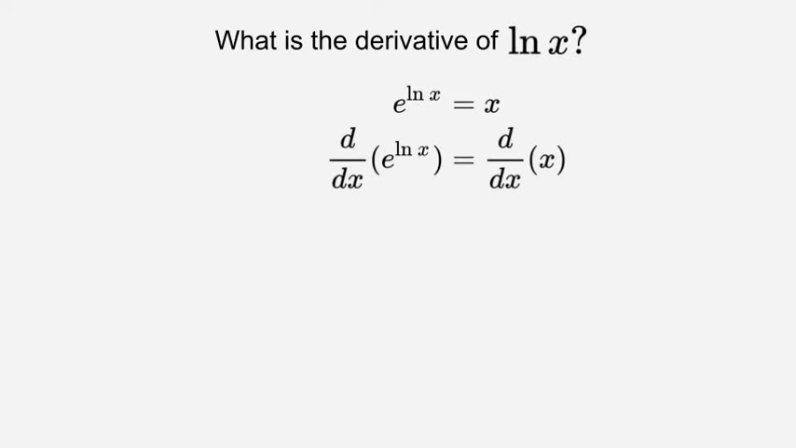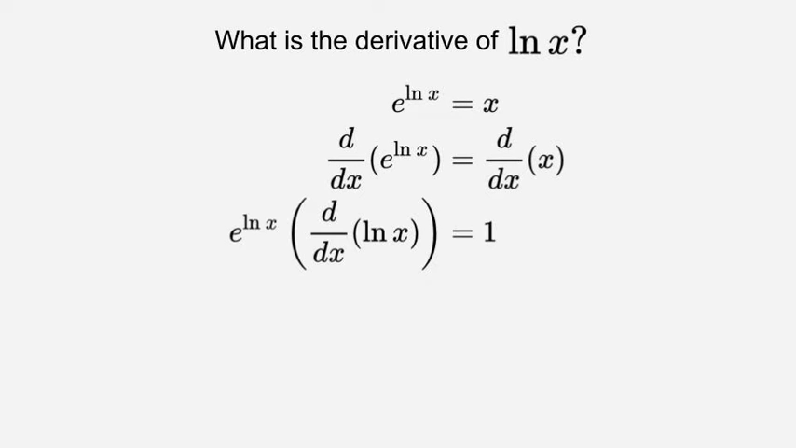And the derivative of the left-hand side is going to require the chain rule because e to the natural log of x is a composition of functions. The outer function is e to some power, and the inner function is natural log of x. And since the outer function is e raised to some power, the derivative of that is just e raised to that same power, which is e to the natural log of x. Then the derivative of the inner function would be the derivative of natural log of x, but we don't know what that is, and so we're just going to leave that as is for now. And on the right-hand side, the derivative of x is equal to 1.